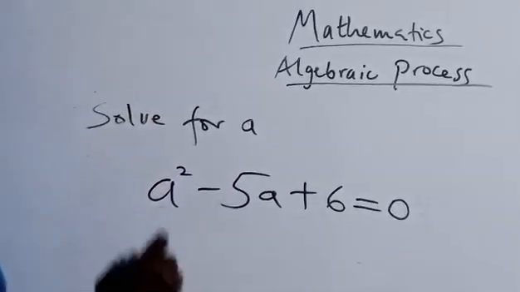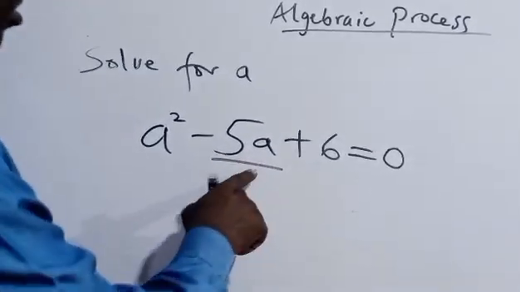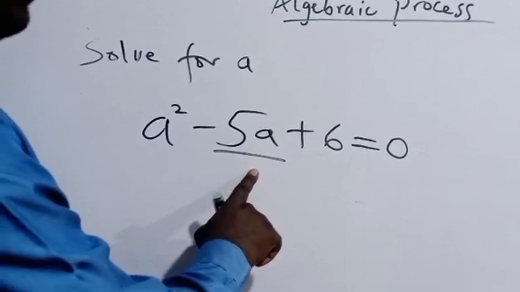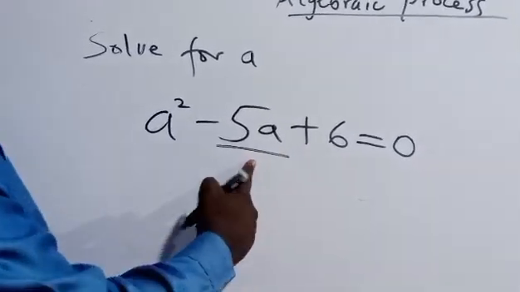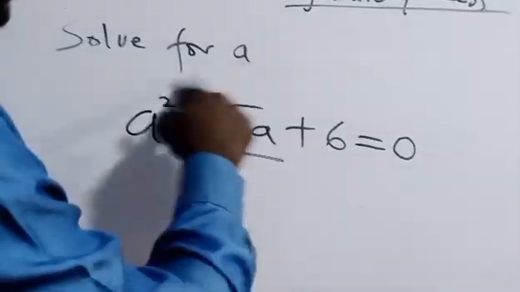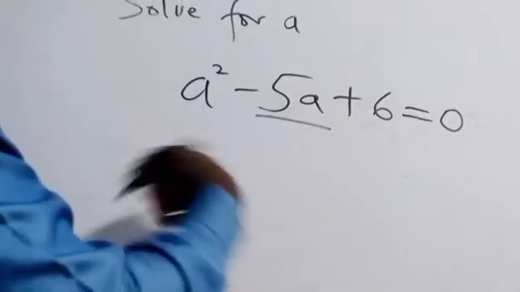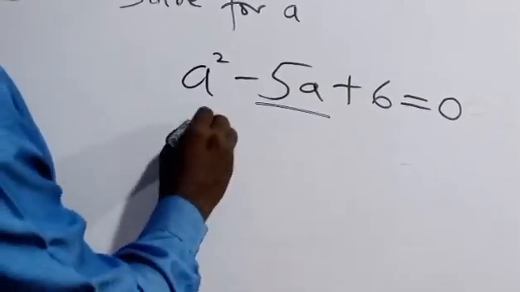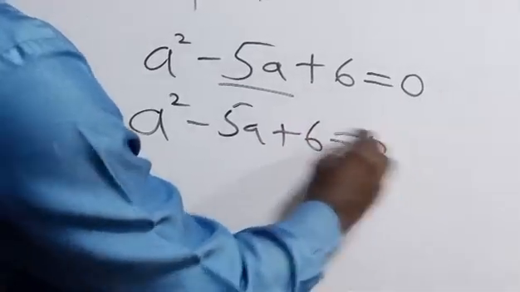Now, in the factorization method, the middle term will be split into two such that if you multiply them together, it will give you 6, and if you add or subtract, whatever the operation, you must get this minus 5a. For the sake of this question, let's quickly solve it. We have a squared minus 5a plus 6 equals 0.